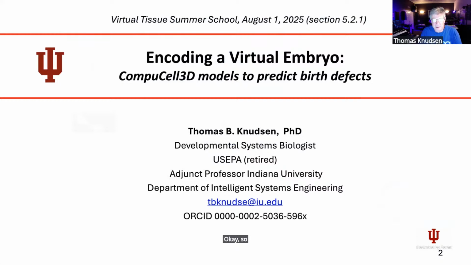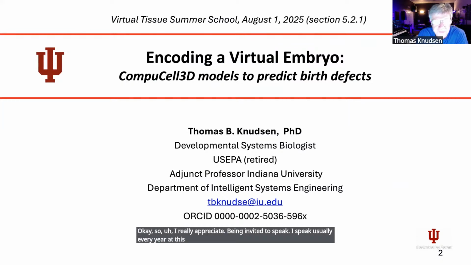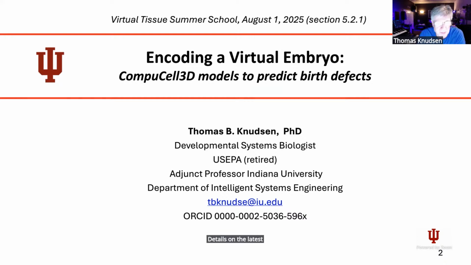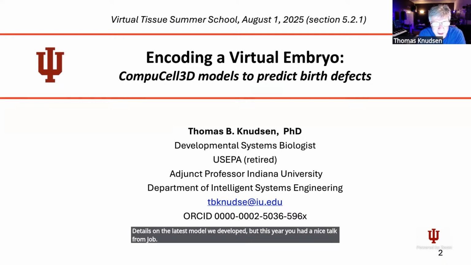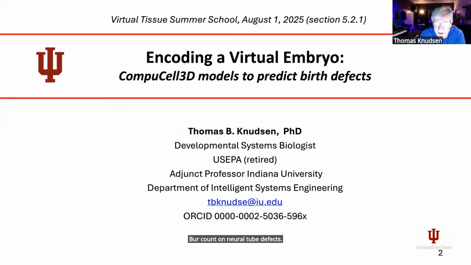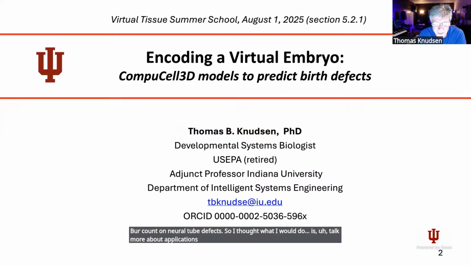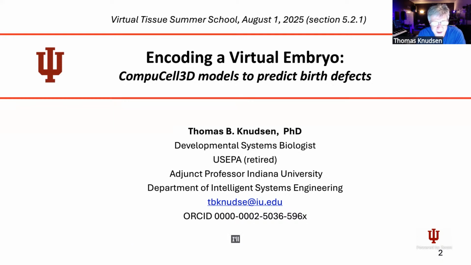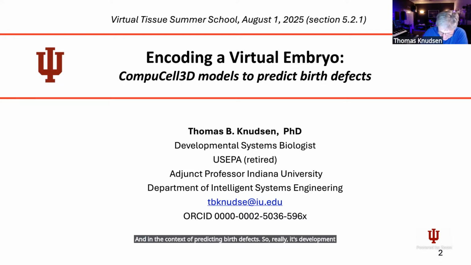Okay, so I really appreciate being invited to speak. I speak usually every year at this CC3D workshop, and I usually present details on the latest model we developed. But this year you had a nice talk from Jörg Burkhout on neural tube defects. So I thought what I would do is talk more about applications of the modeling. So I'll run through a bunch of the models that have been developed and talk a little bit about how you might use these models in the context of predicting birth defects. So really it's developmental toxicity, but you can deal with genetic birth defects as well.